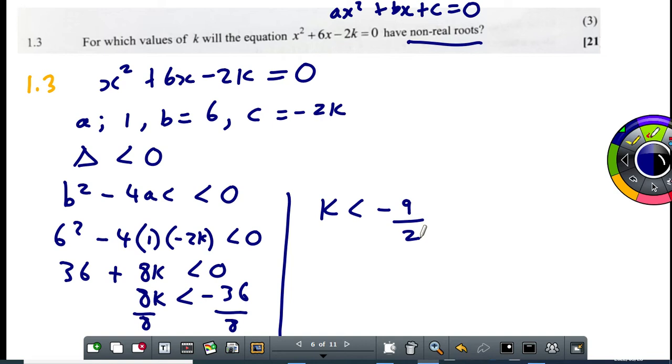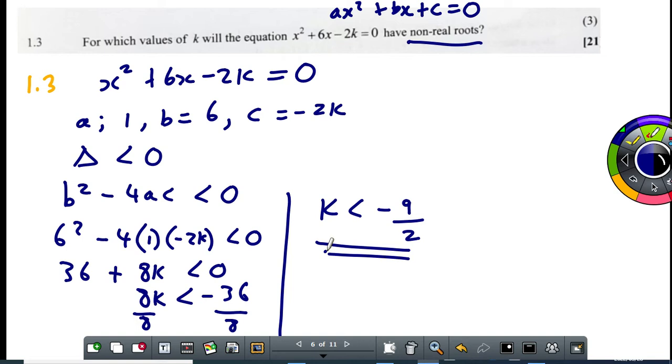K is less than minus 9 over 2. Right? This will be your answer. What this means is, if you substitute any value of k which is less than minus 9 over 2, that quadratic equation will always have non-real roots. But if k is greater than minus 9 over 2, remember, minus 9 over 2 is like minus 4.5, so if k is, say, minus 4, you will get real roots, and so on. Okay? That's what it means.